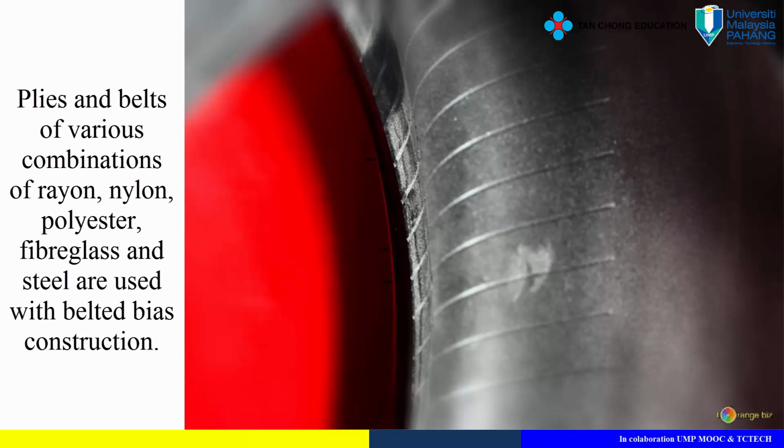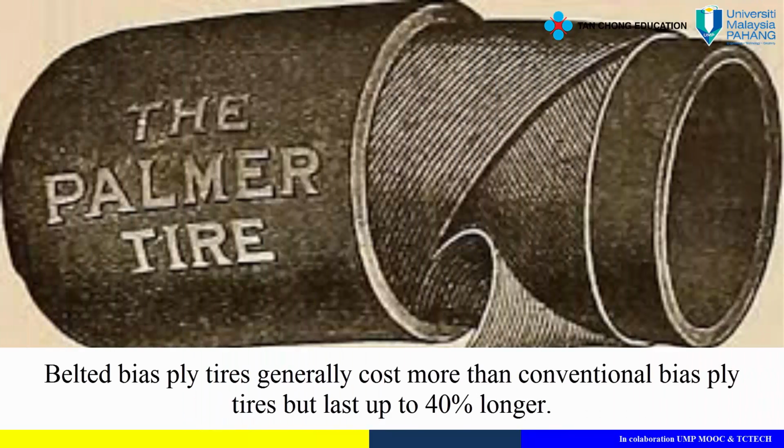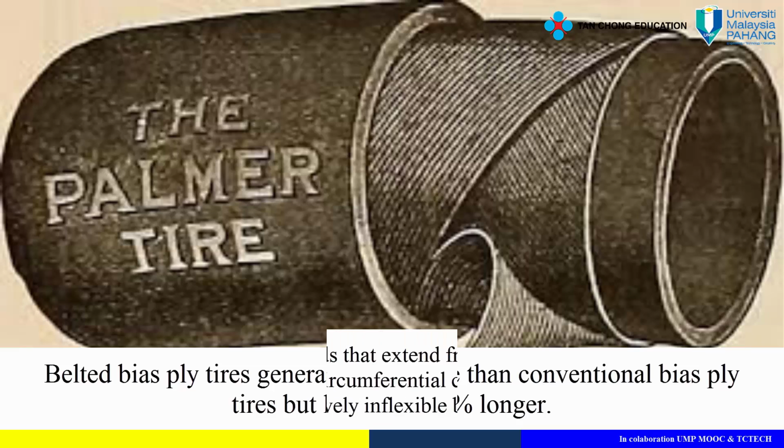Plies and belts of various combinations of rayon, nylon, polyester, fiberglass, and steel are used with belted bias construction. Belted bias ply tires generally cost more than conventional bias ply tires, but last up to 40% longer.